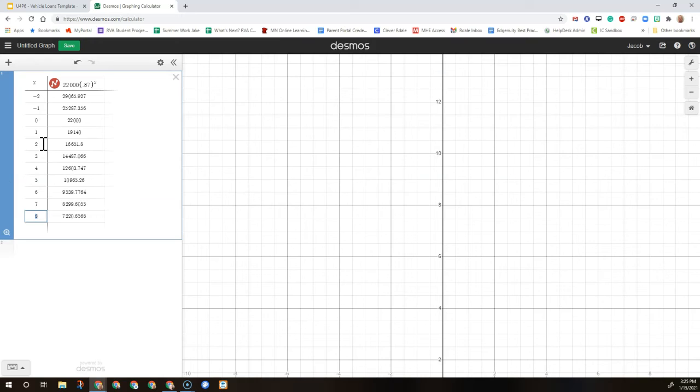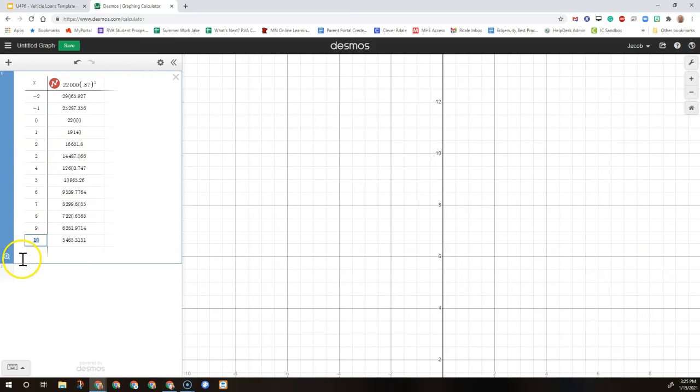Now, this problem is going to make you go out to 10 years, so I can go all the way to 10 years. Now take a look. At 10 years, my car is only worth $5,465. So it was over $20,000, $22,000 to be exact. And now after 10 years, it's about 1/4 of that. So this is really going to be all you need to look at that problem.